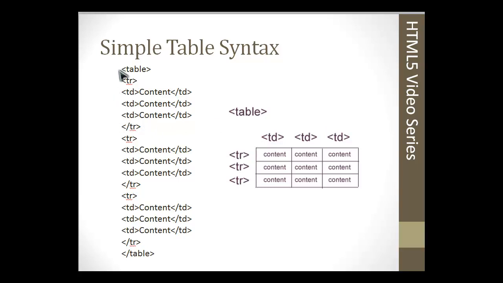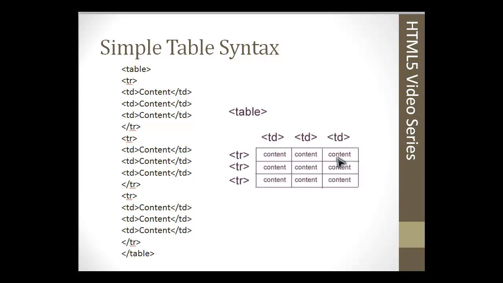So you'll see at the top we have the opening table tag and the closing table tag at the bottom, and in between there we have some TR tags, which is table row. Now we have 3 sets of table row tags. I apologize for this being off center. It's just a quick representation.